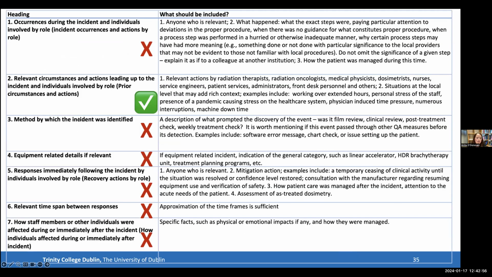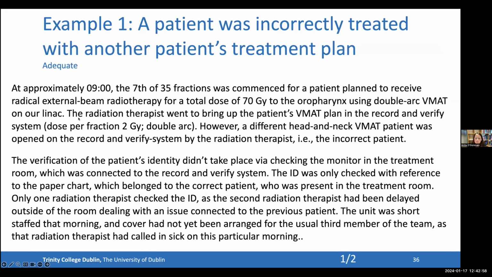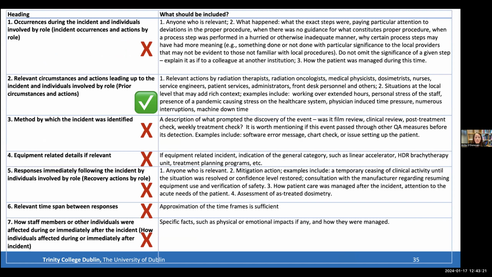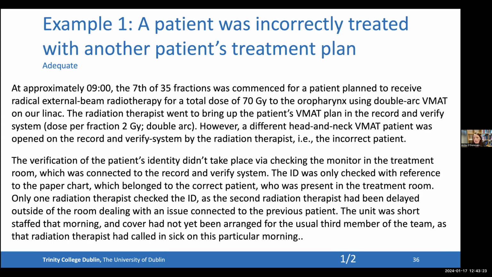So in the first section here, sorry, my slides are skipping for some reason. We have what actually happened. So in terms of the occurrence, that's the first section. And again, in terms of those headings, they don't necessarily need to be applied in chronological order. The second section talks about the relevant circumstances leading up to the incident. So again, highlighting some of those causal factors that I mentioned already.